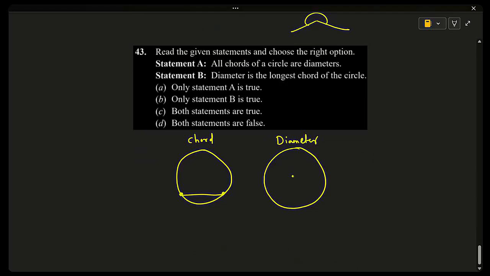Diameter means it is a chord, but it should pass through the center. Then it is called diameter. So for diameter, there is a condition that it should pass through the center. But for a chord, there is no condition that it should pass through the center. So this is called a chord.